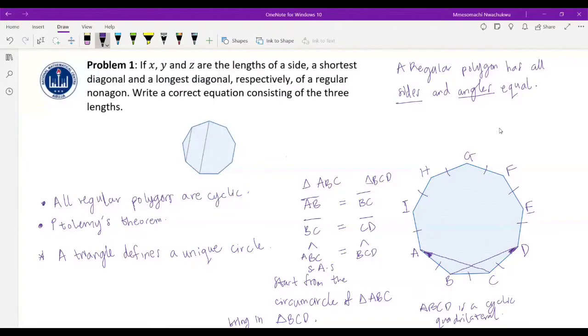Okay, once you have a chord subtending equal angles, we have a cyclic quadrilateral, and we can see that here. Since angle BAC is equal to angle BDC, so the chord BC is subtending an equal angle. Okay, so I have ABCD is a cyclic quadrilateral.